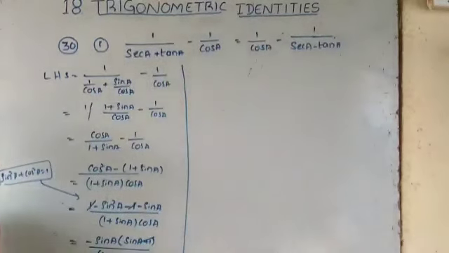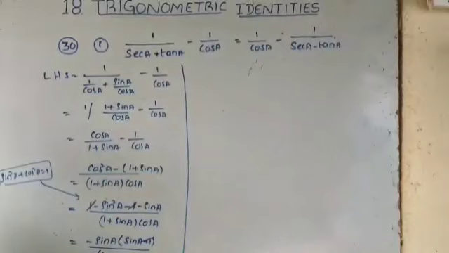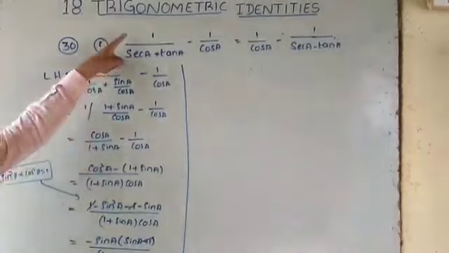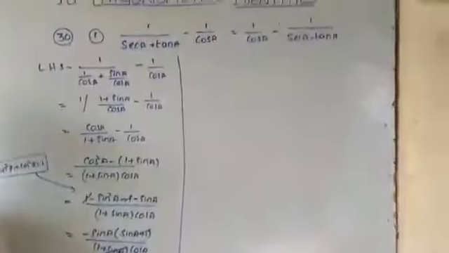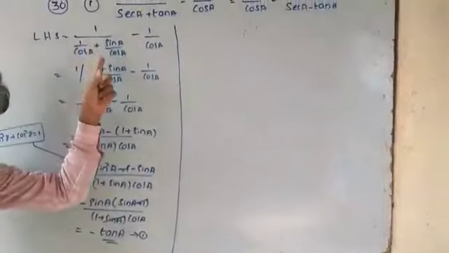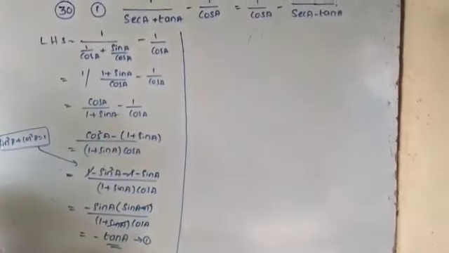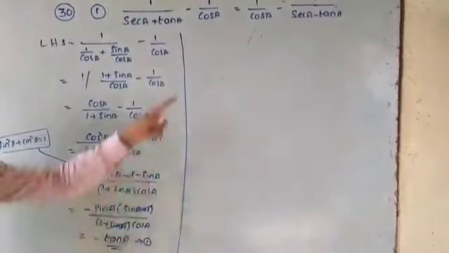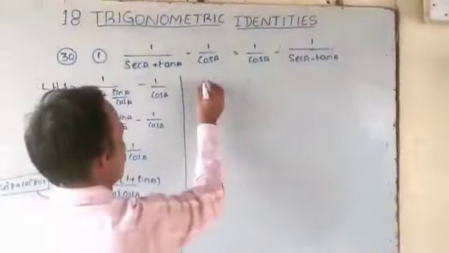Similarly, find the value of RHS. This is the value of LHS. So the value of 1 divided by (secant A plus tan A) minus 1 divided by cos A is equal to minus tan A. Here you see the value of this one is equal to minus tan A. Okay? Next, RHS value.